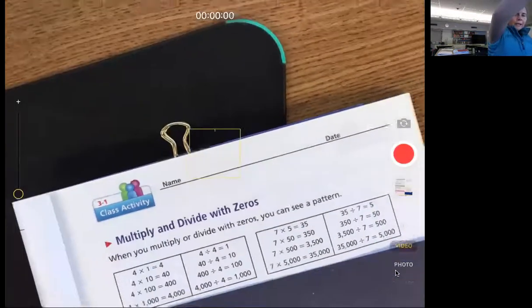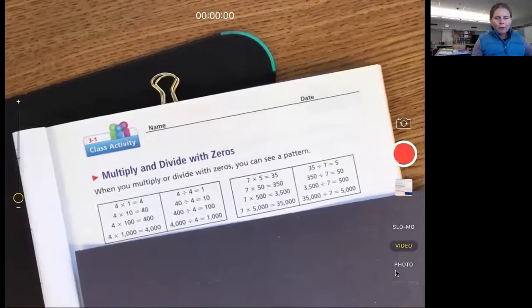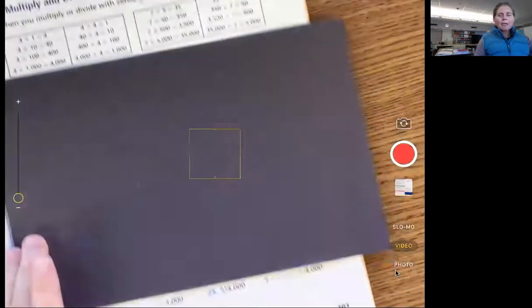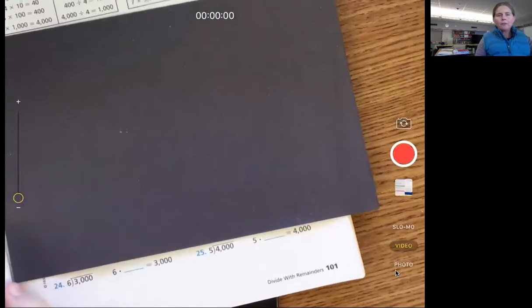So I would like you to have your math books out right now. That way you can follow along. We may fill some things in. We may do some highlighting. So I'm on page 101. It's where we left off yesterday. Okay. So the first thing, very blurry.